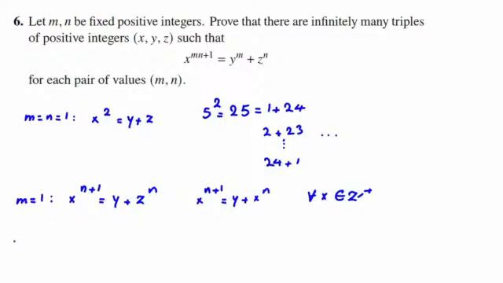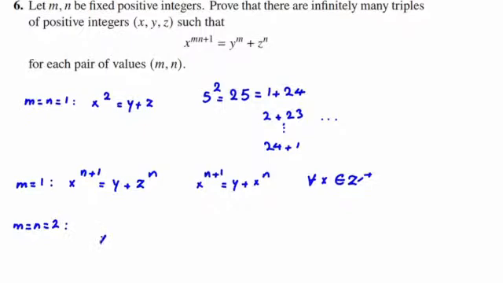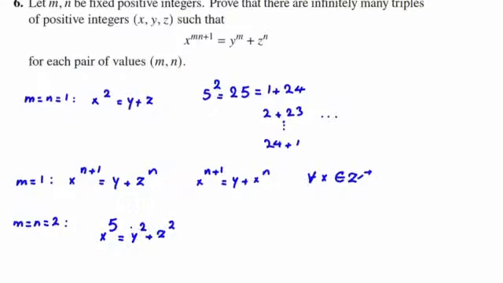Now let's consider, for example, if there are at least 2. So let's check n equal to 2. Now, we want to solve x to the 5 equals y squared plus z squared.